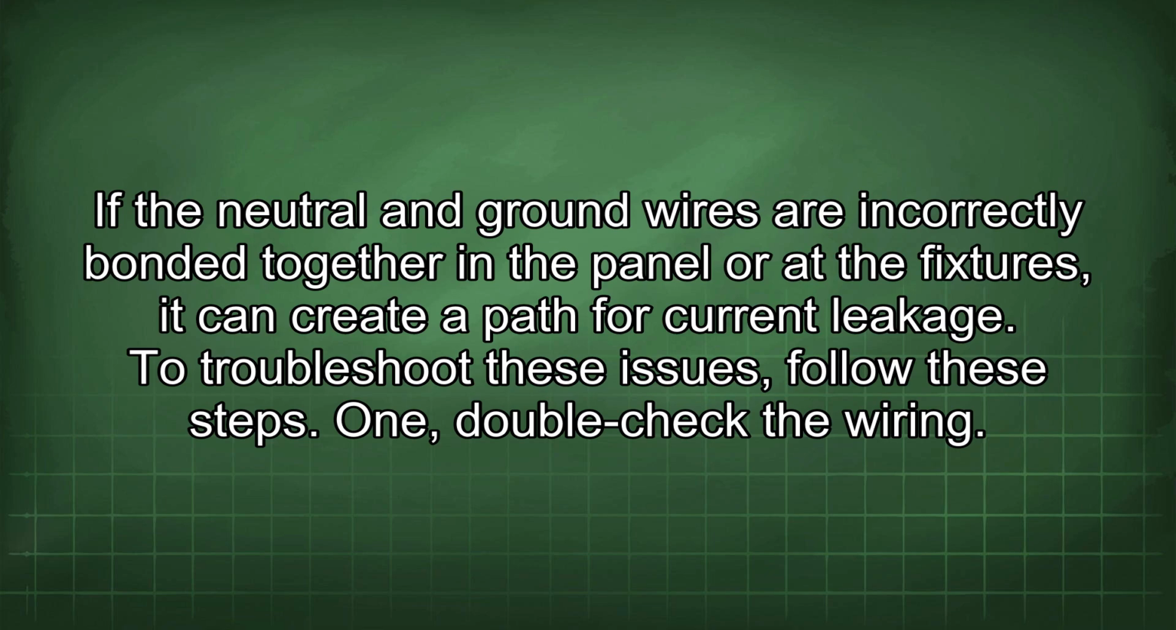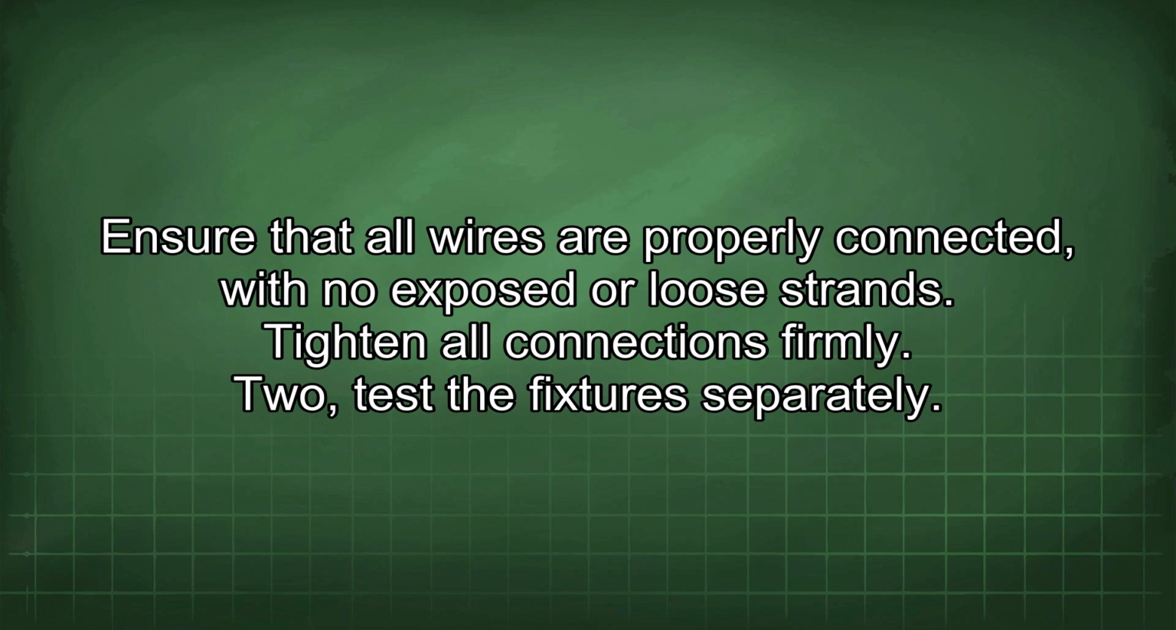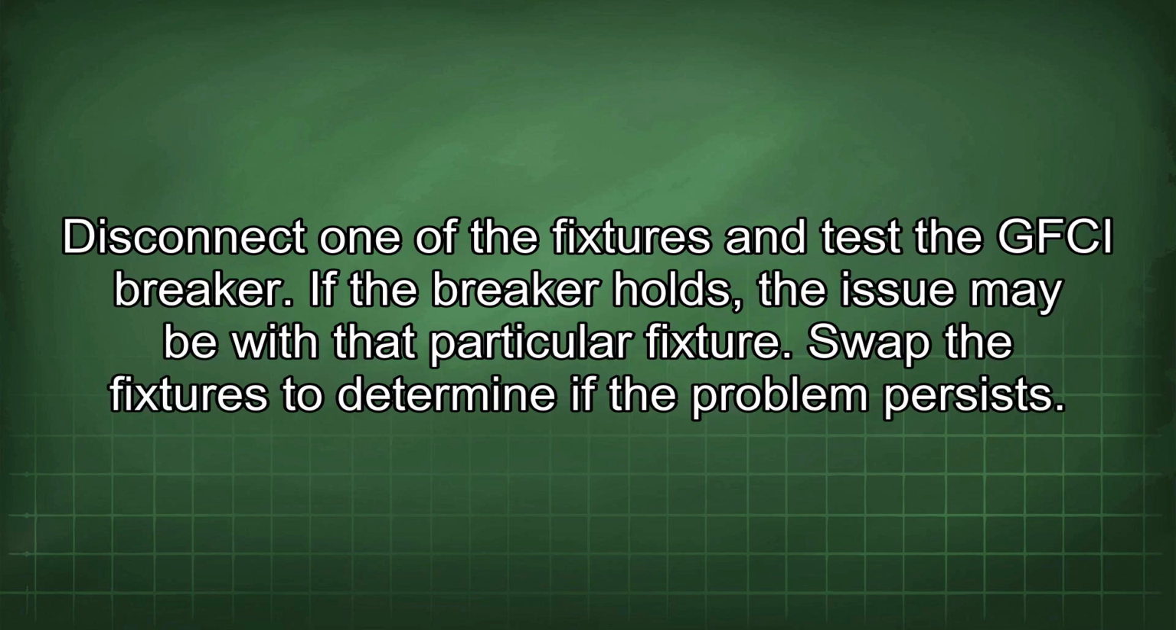To troubleshoot these issues, follow these steps. 1. Double-check the wiring. Ensure that all wires are properly connected, with no exposed or loose strands. Tighten all connections firmly. 2. Test the fixtures separately. Disconnect one of the fixtures and test the GFCI breaker. If the breaker holds, the issue may be with that particular fixture. Swap the fixtures to determine if the problem persists.